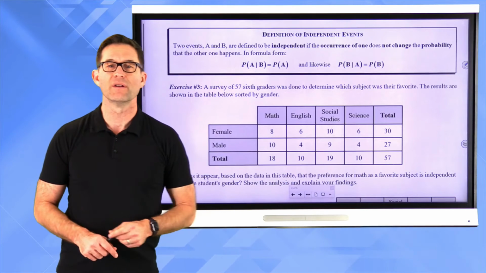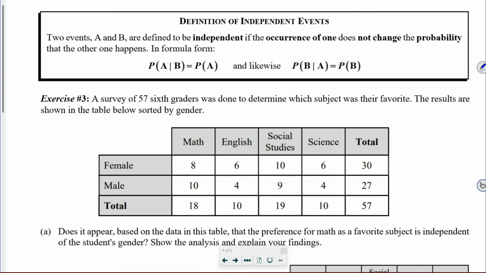The definition of independent events. 2 events, A and B, are defined to be independent if the occurrence of one does not change the probability that the other one happens. In formula form, the probability of A given B is simply equal to the probability of A. And likewise, the probability of B given A is equal to the probability of B.